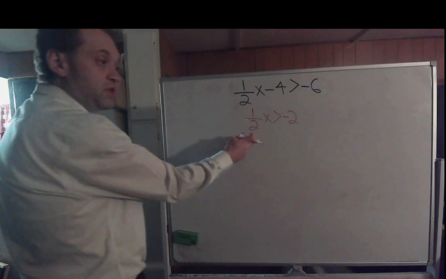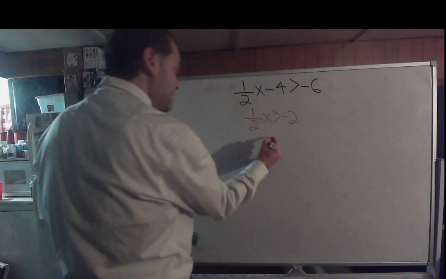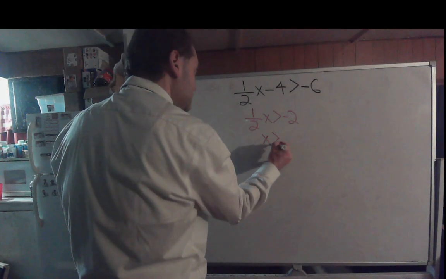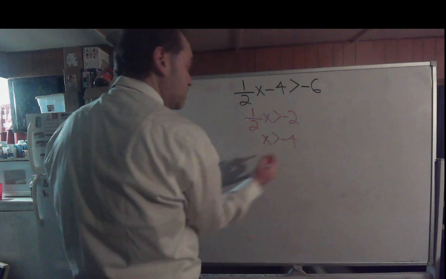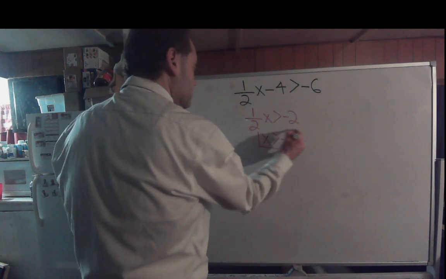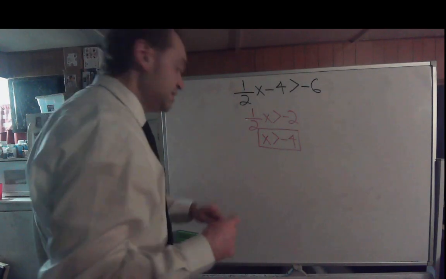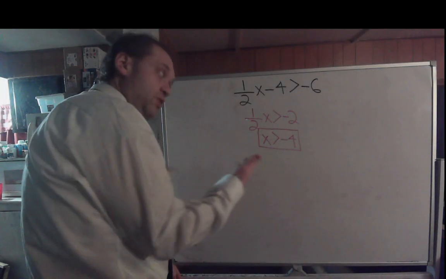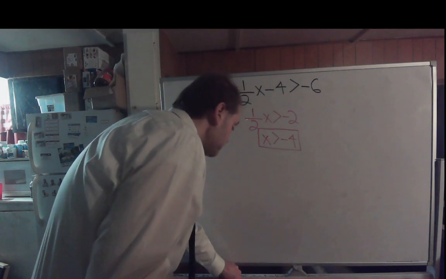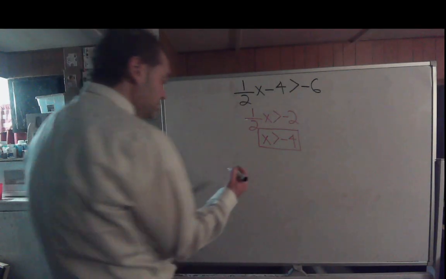And then just multiply both sides by 2 to get x by itself. You would get that x is greater than negative 4. And of course, we only multiplied by a positive number, so the sign does not flip. It stays the same. So x would be greater than negative 4. Now let's graph this on a number line.